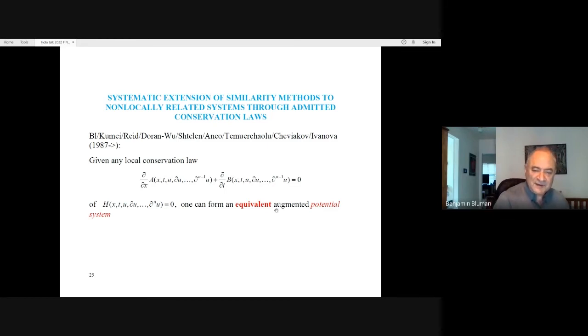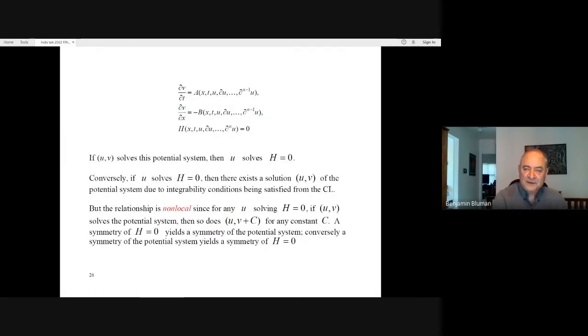So the critical thing here is, given any local conservation law of a system, one can form an equivalent augmented potential system. A potential is arrived at by association with the conservation law. So what one can do, from the conservation law, is get a potential variable V so that dV/dt is A and dV/dx is minus B. Now look at the system, appending a potential variable. If U, V solves this potential system, then by the integrability conditions, U solves H equals zero because V_tx is V_xt, as that conservation law. And conversely, if U solves H equals zero, the original PDE, then there exists a solution U, V of the potential system, as I say, due to the integrability conditions being satisfied from the conservation law.